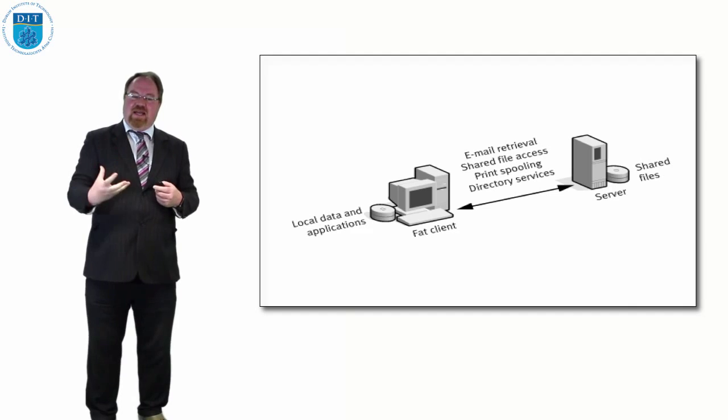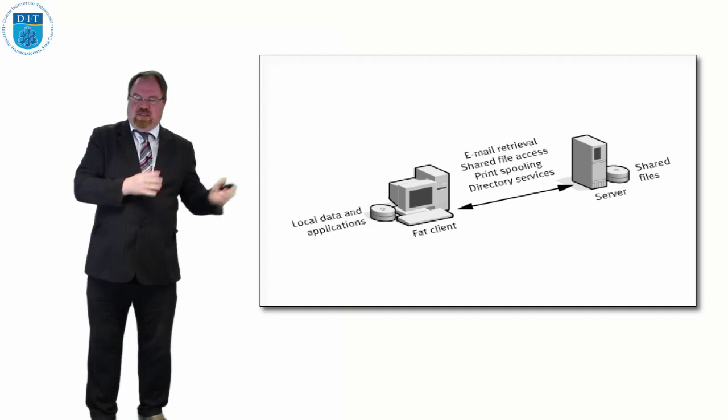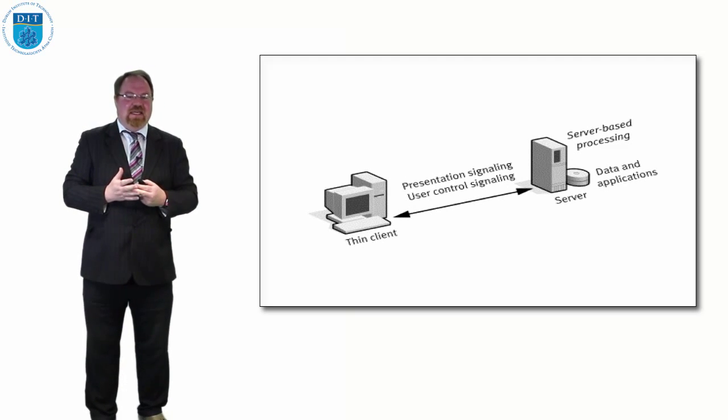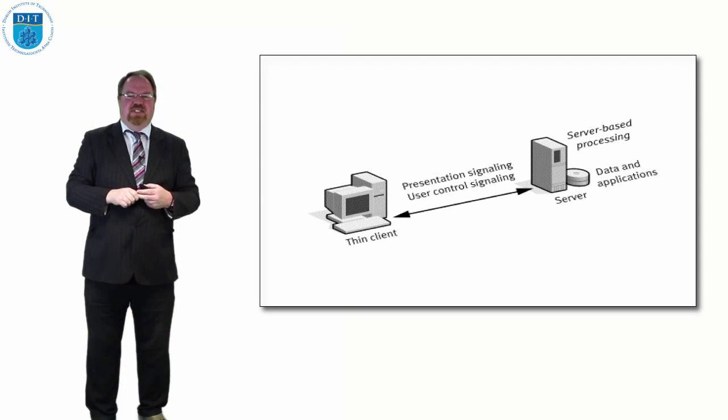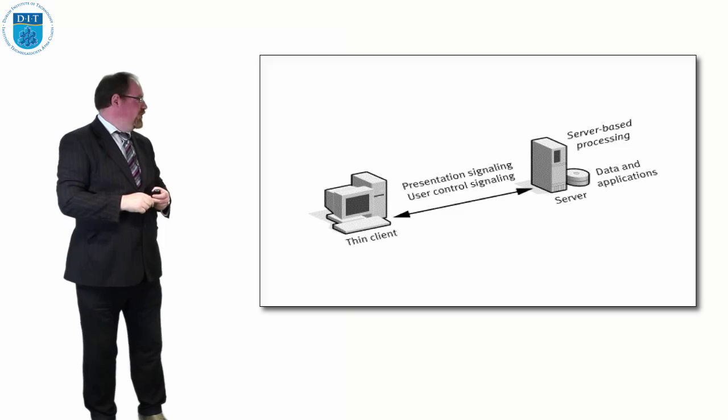We can either have a fat client, where there's a lot of intelligence, a lot of processing happens on the client side, and there's some intelligence on the server side. Or we can have what's called a thin client, where not a lot happens on the client's machines, and most of the processing and complexity occurs on the server side.